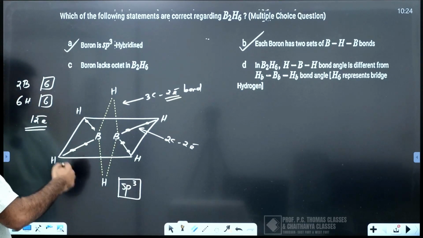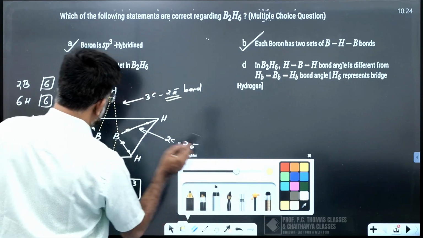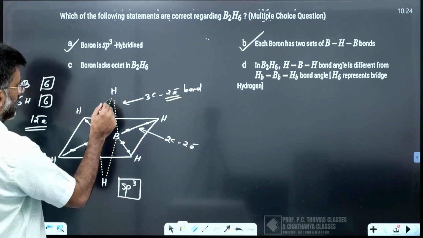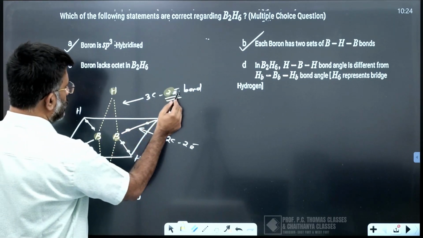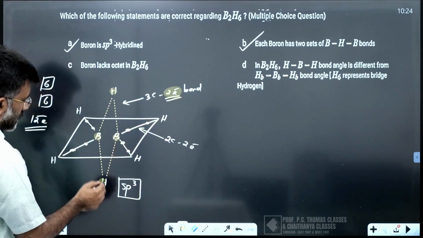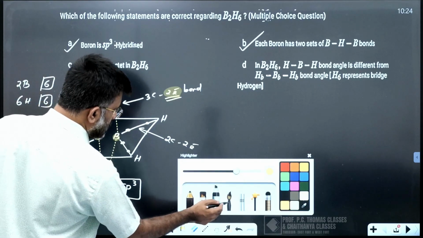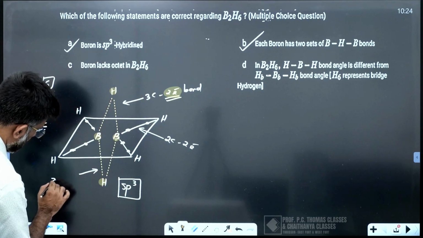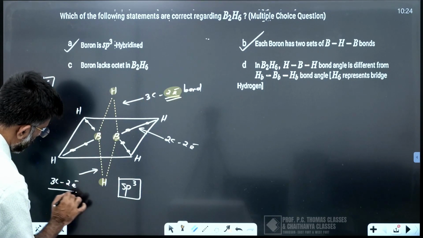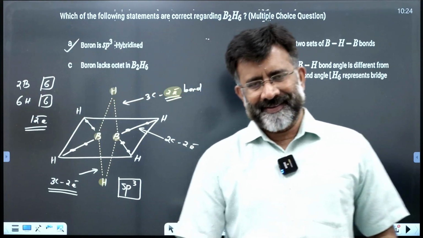That is what is called the 3 center 2 electron bond. 3 center means atomic center 1, 2, 3, connected by 2 electrons. Similarly here, 3 centers connected by 2 electrons. So this is a 3 center 2 electron bond. This is also a 3 center 2 electron bond. That's a bridging bond, right?